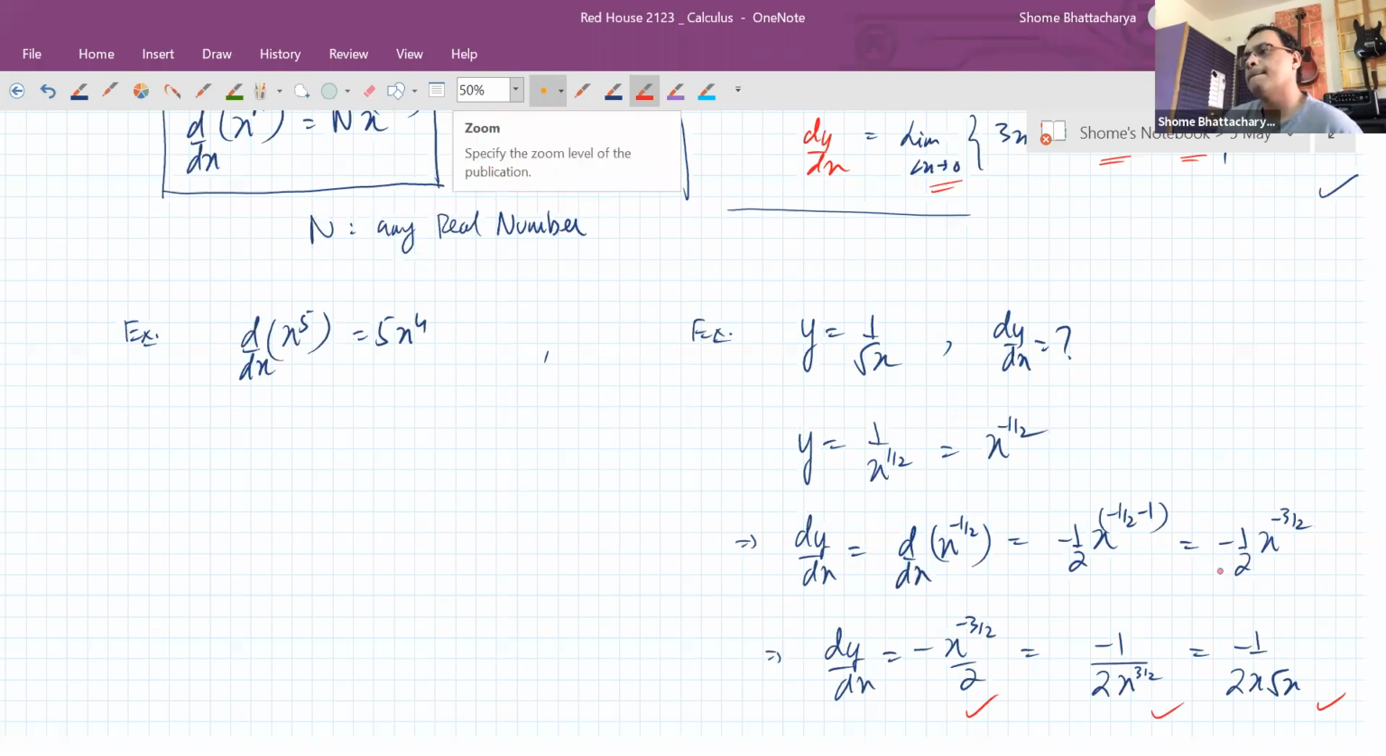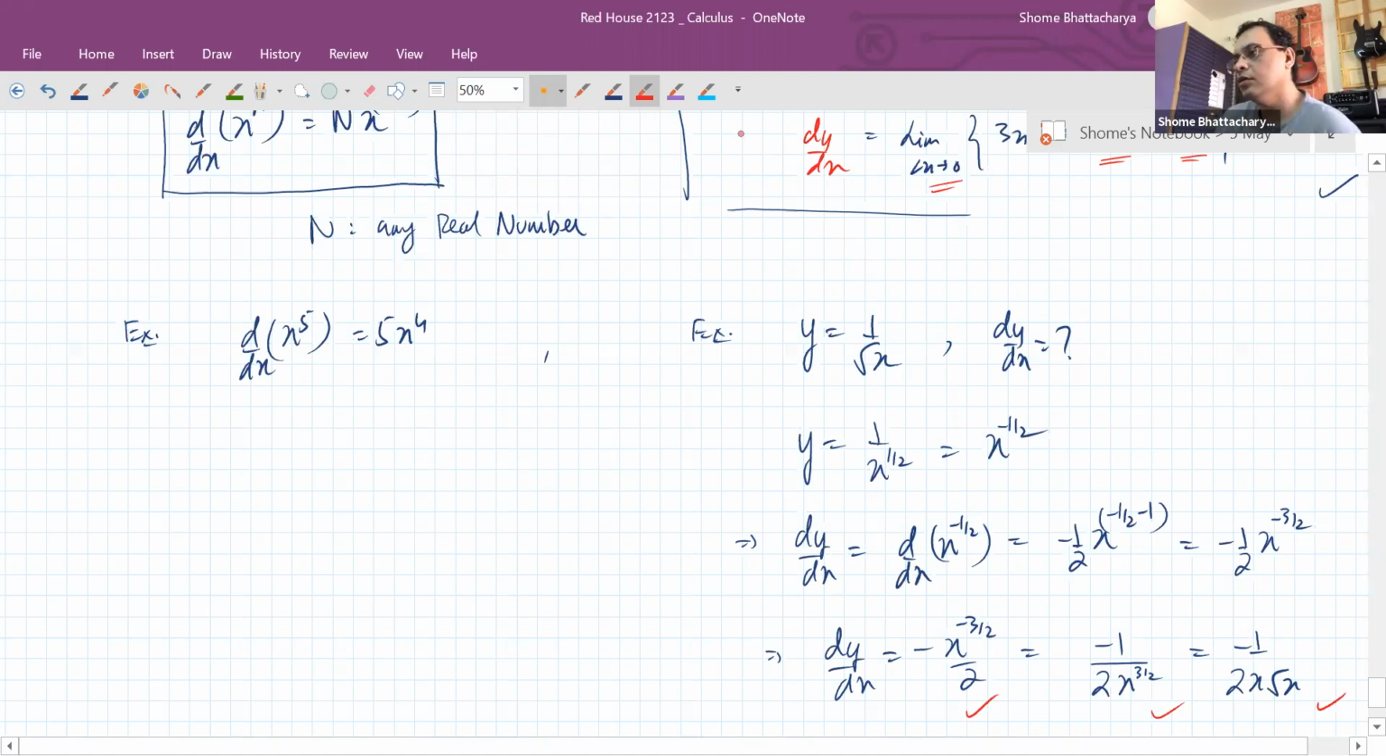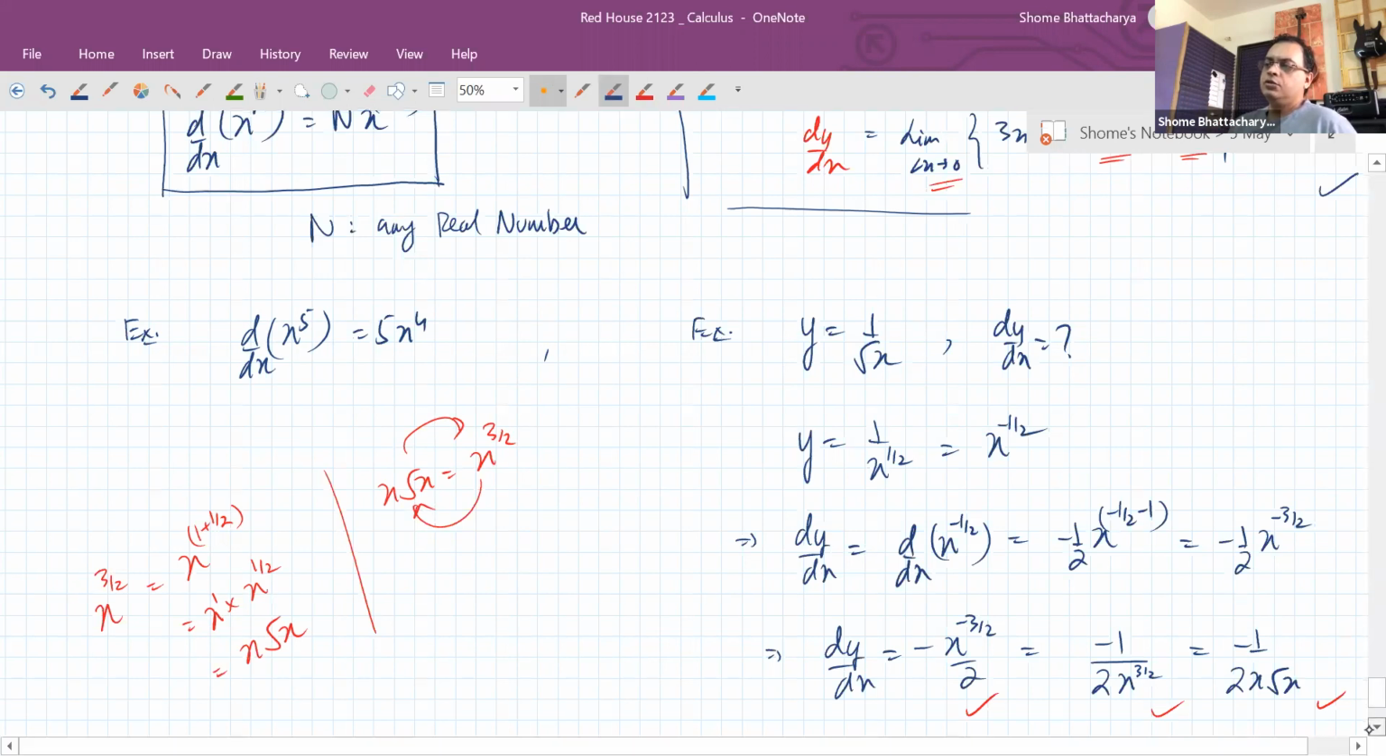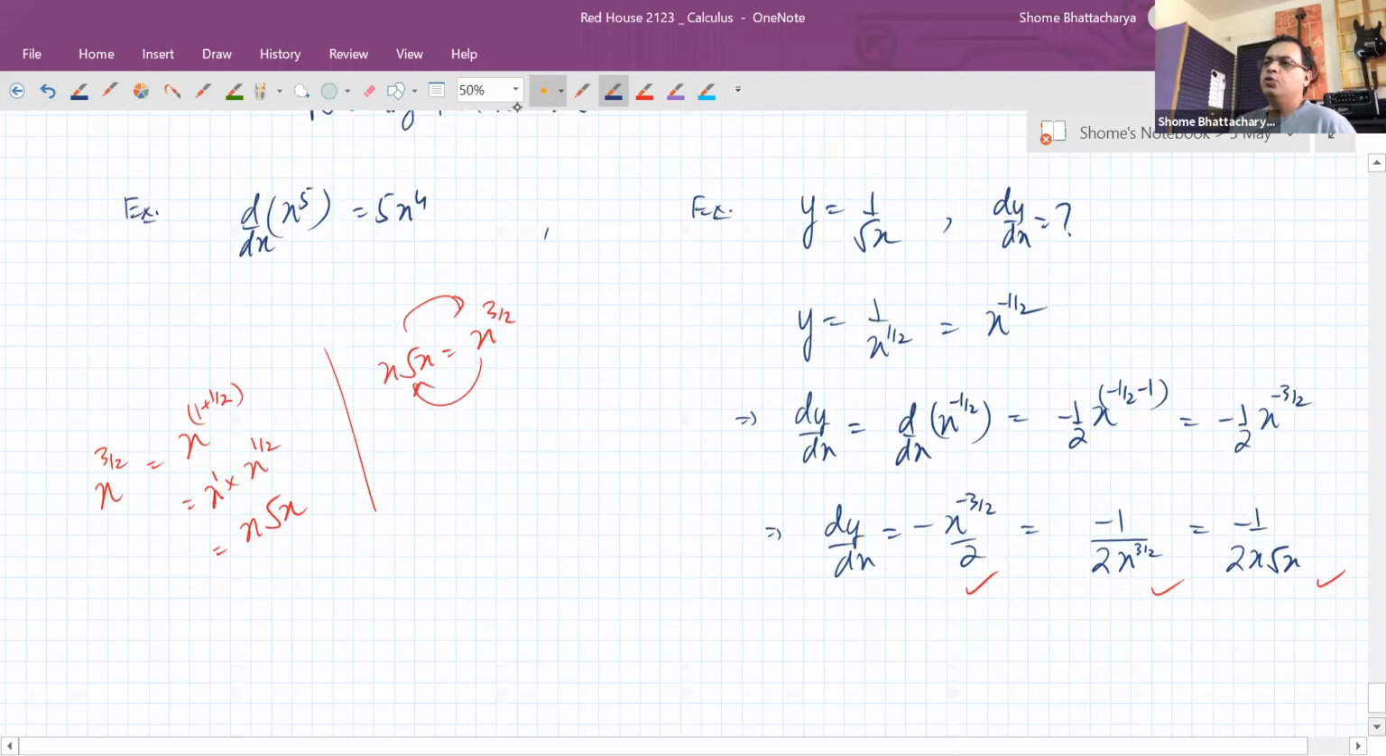How can we write 2x root x? Sorry, how can we write? Like minus 1 upon 2x, x upon root x, how did 3 by 2 come? Okay, x to the power 3 by 2 we can write as x to the power 1 plus half. Correct? So that is x into root x. Correct? So this is just the reverse process of this, that x into root x can be written as x to the power 3 by 2. How do we do this? So the reverse of this is this. Okay, people.